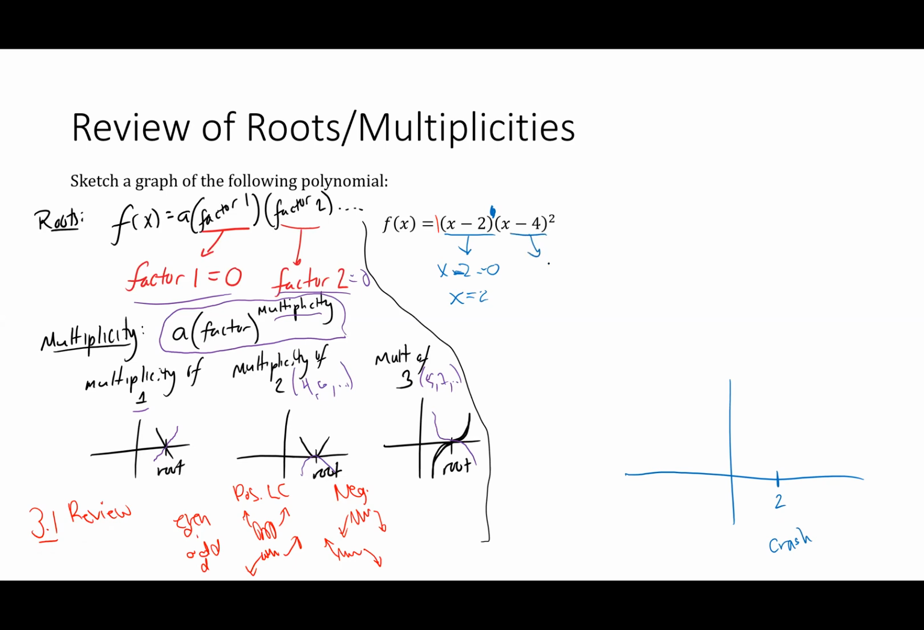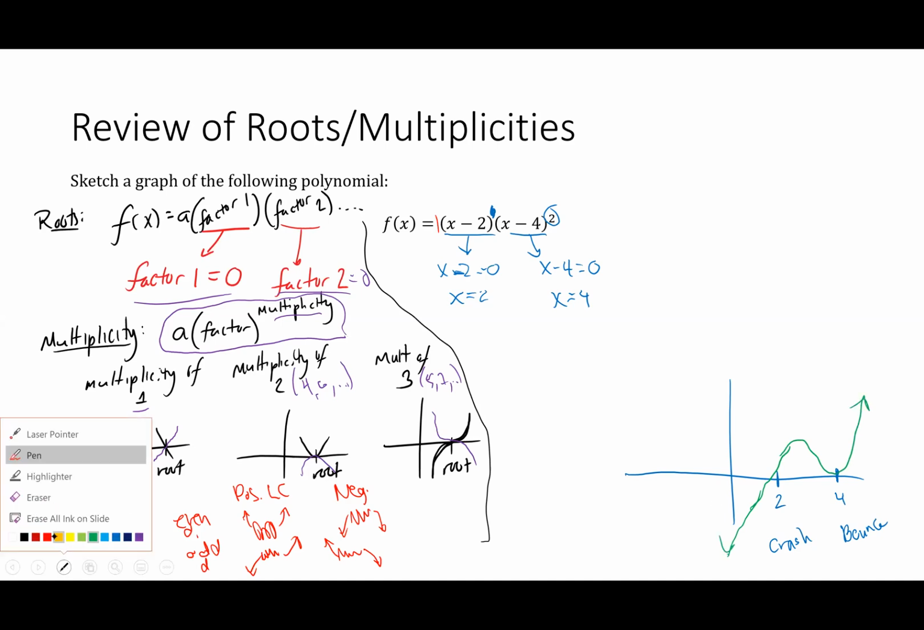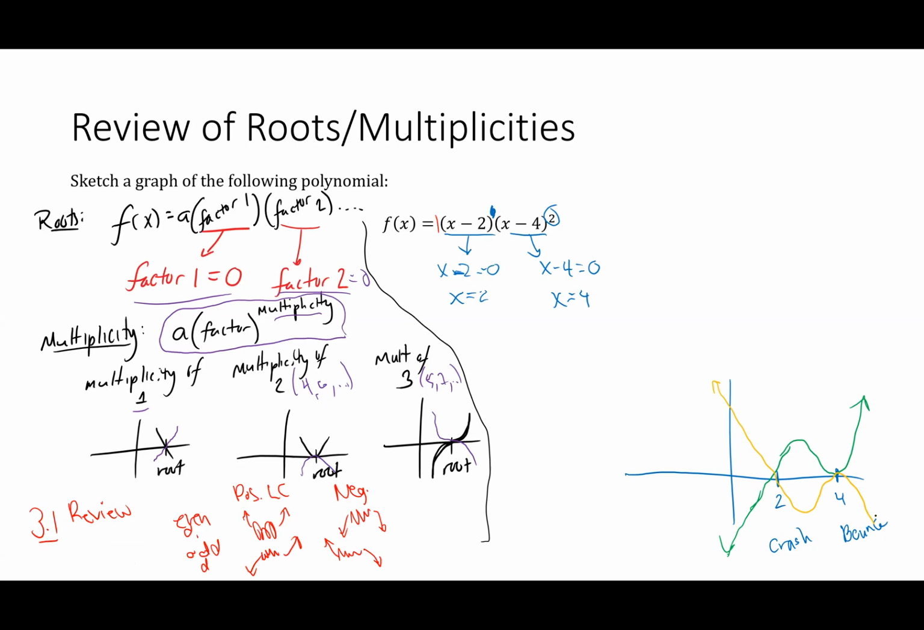Do the same thing here. I'd have x minus 4 is equal to 0. So at x equals 4, observe I've got a multiplicity of 2. So what's going to happen at 4 is I'm going to bounce. Now from here, again, just as a review, there's one of two graphs that I can have. I could either come from down here, crash through, and then bounce off 4, or I could come from the top, crash through here, and bounce off here. We see that these graphs exhibit the same properties at the roots, but they're fundamentally different graphs.